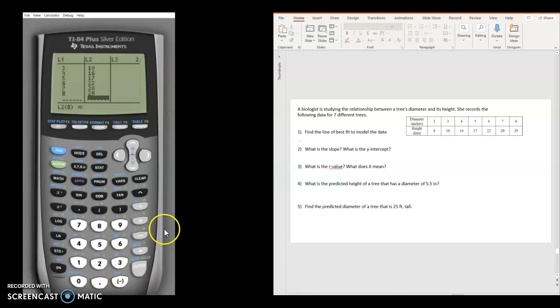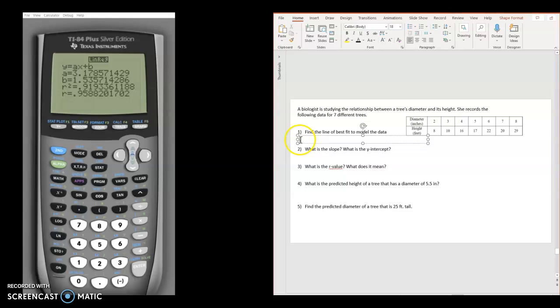And so now we're going to use the line of best fit. We're going to go to stat, arrow to calculate, choose option 4, click enter, and then choose calculate and hit enter. So it says y equals ax plus b, a is 3.178571429, b is 1.5357, and so we are going to approximate. I'm just going to round it to the tenths place, so we have y equals 3.2x plus 1.5. I'm going to use that as my line of best fit.